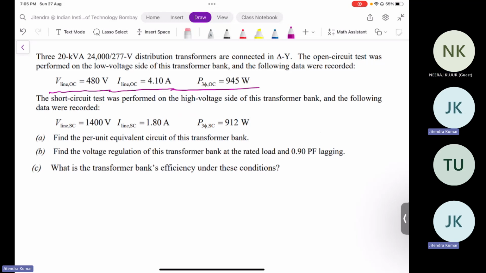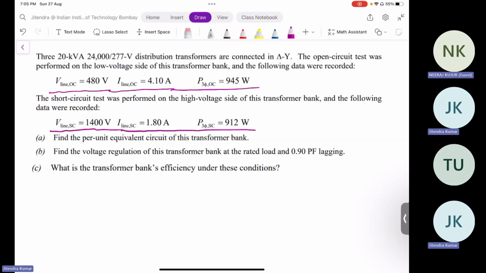Yes, sir. Okay, so it is matching, so no need to worry about that. From the short circuit test, we ideally compute the rated copper loss, and it is given here as 912 watt, and we have to identify whether it is rated or not. 912 watt is at 1.8 ampere, and how can we identify whether 1.8 ampere is rated or not? Is there any way to find out?